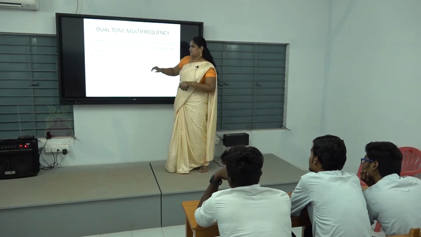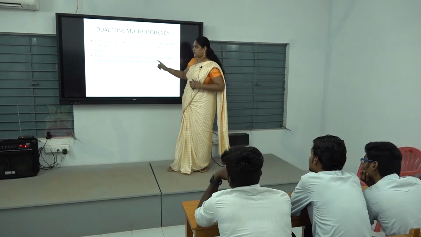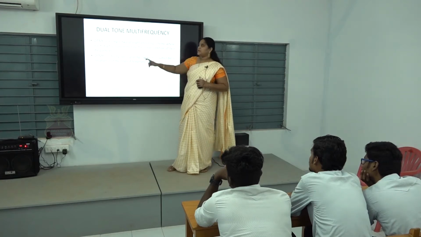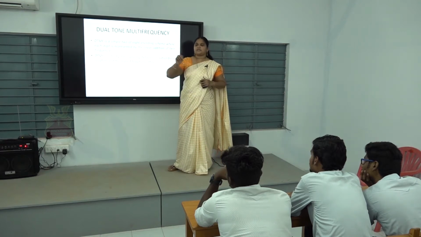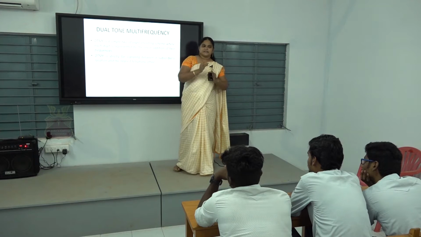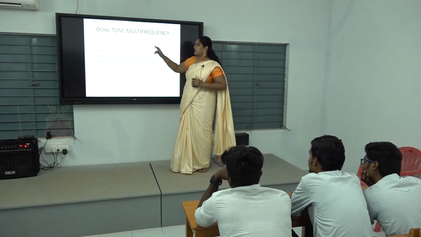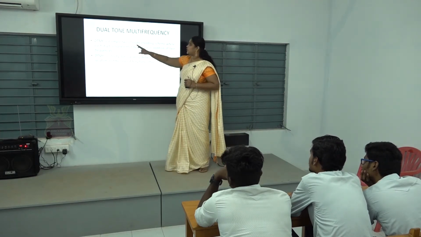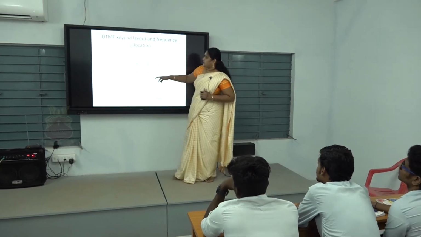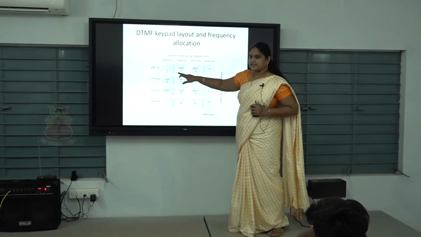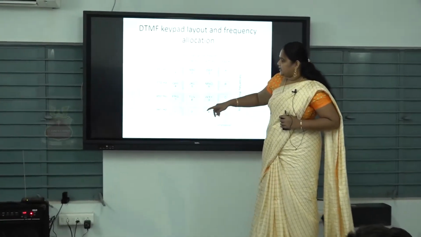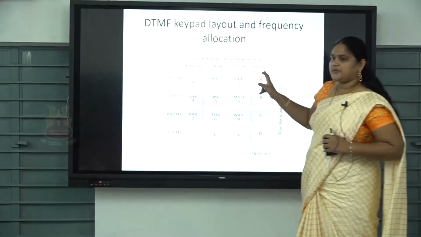DTMF is strictly for signaling between the subscriber location and the nearest telephone office. So DTMF signals should be from subscriber to telephone exchange. The 2 of 8 encoding scheme means here we have 16 keys and 8 frequencies.